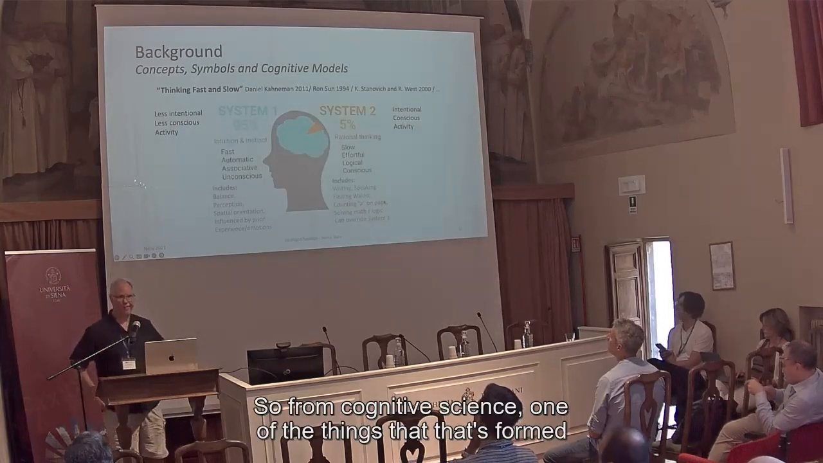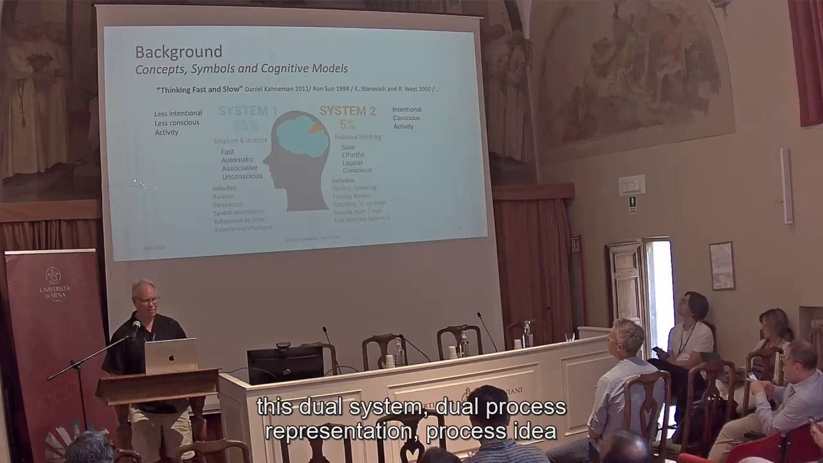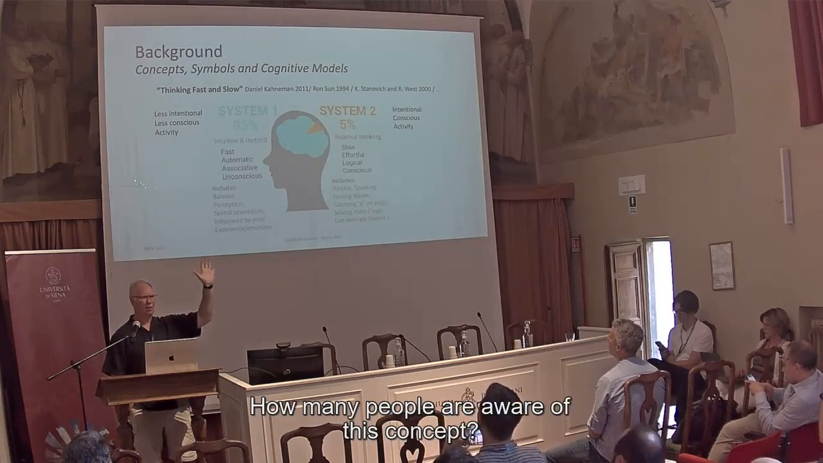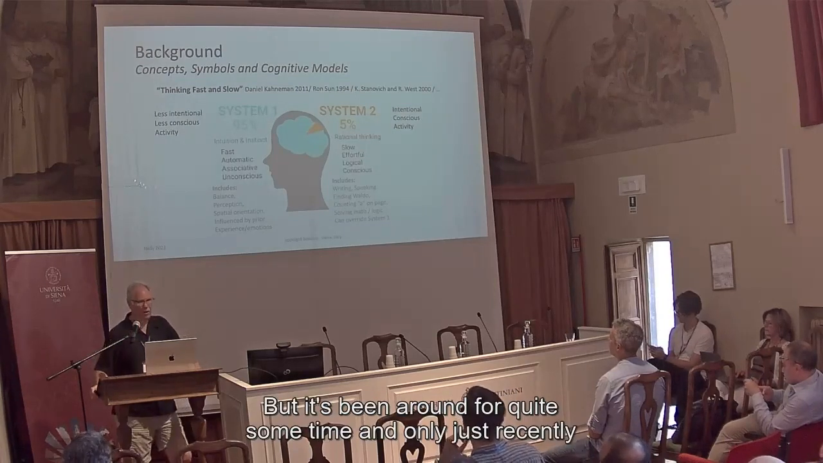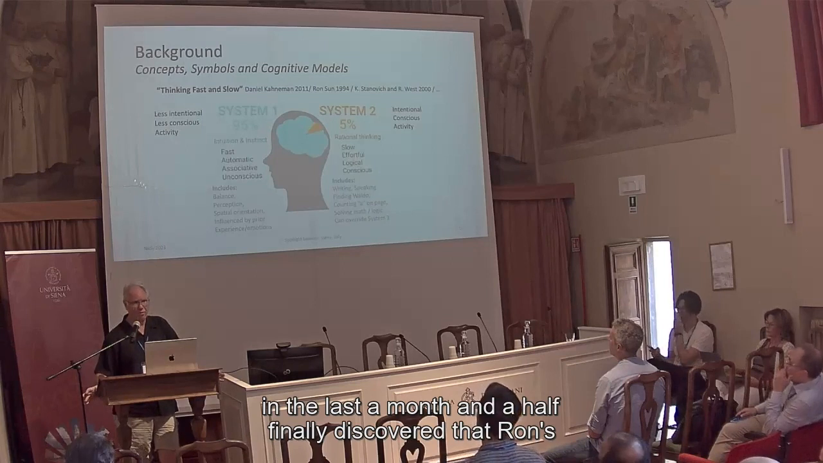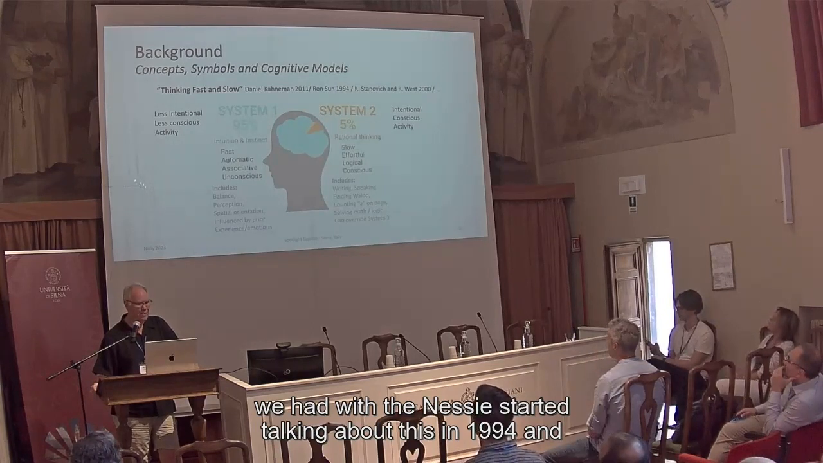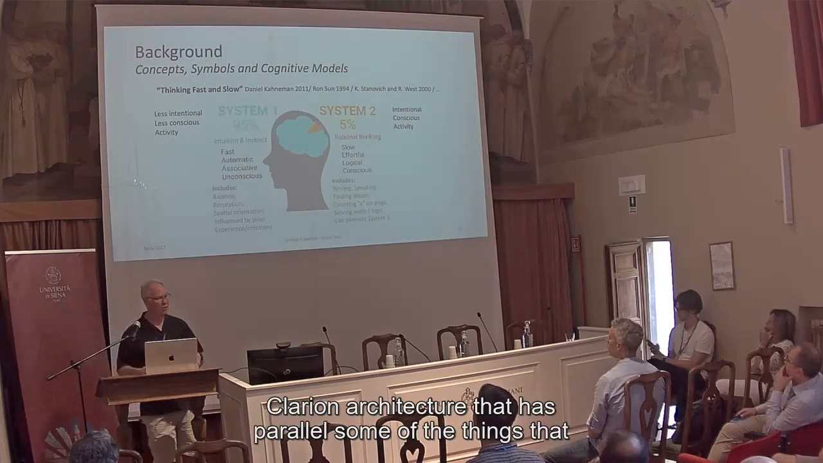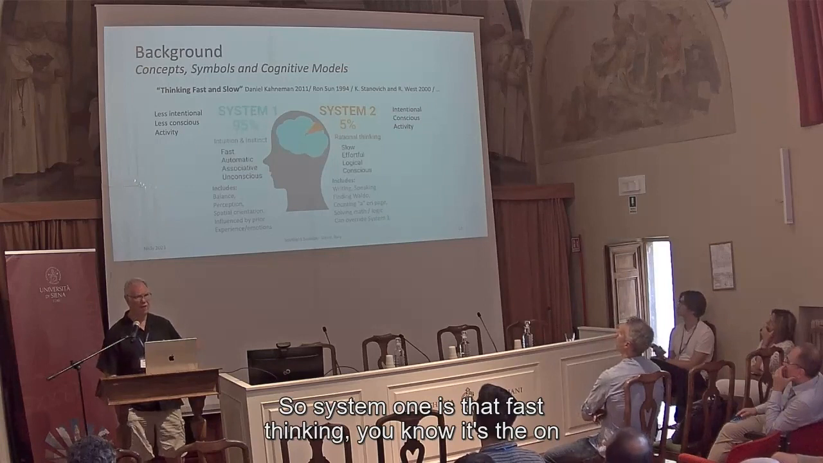So from cognitive science, one of the things that's formed our opinion is this whole system one, system two, dual system, dual process, representation process idea that I'm sure many of you have heard of. Just hands, how many people are aware of this concept? Yeah, sure. And popularized, of course, by Daniel Kahneman, but it's been around for quite some time. And only just recently, in the last month and a half, Tom and I discovered that Ron Sun, who I think was at one of the initial events that we had with NeSy, started talking about this in 1994. And by 2000, he had generated something called the Clarion architecture that has paralleled some of the things that I'm presenting here today.